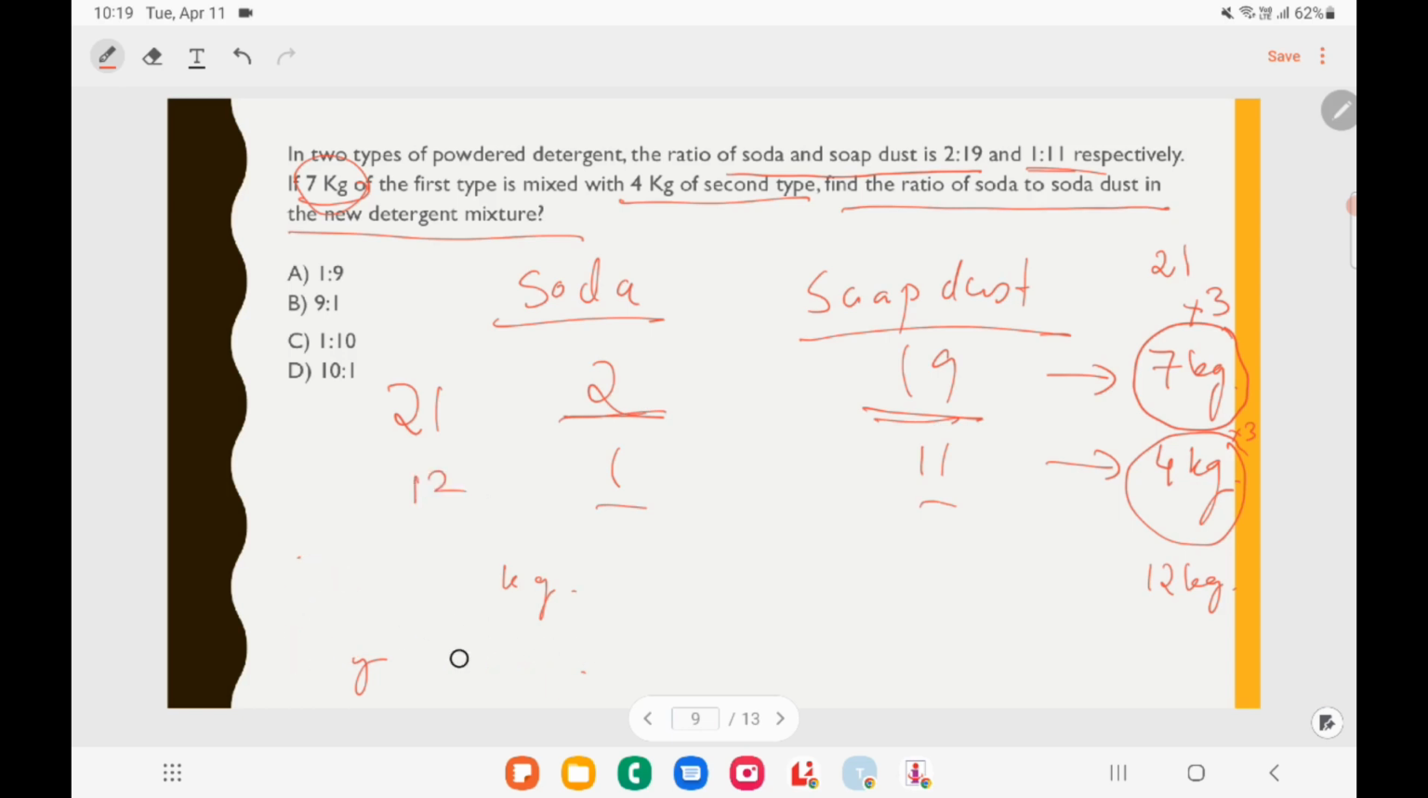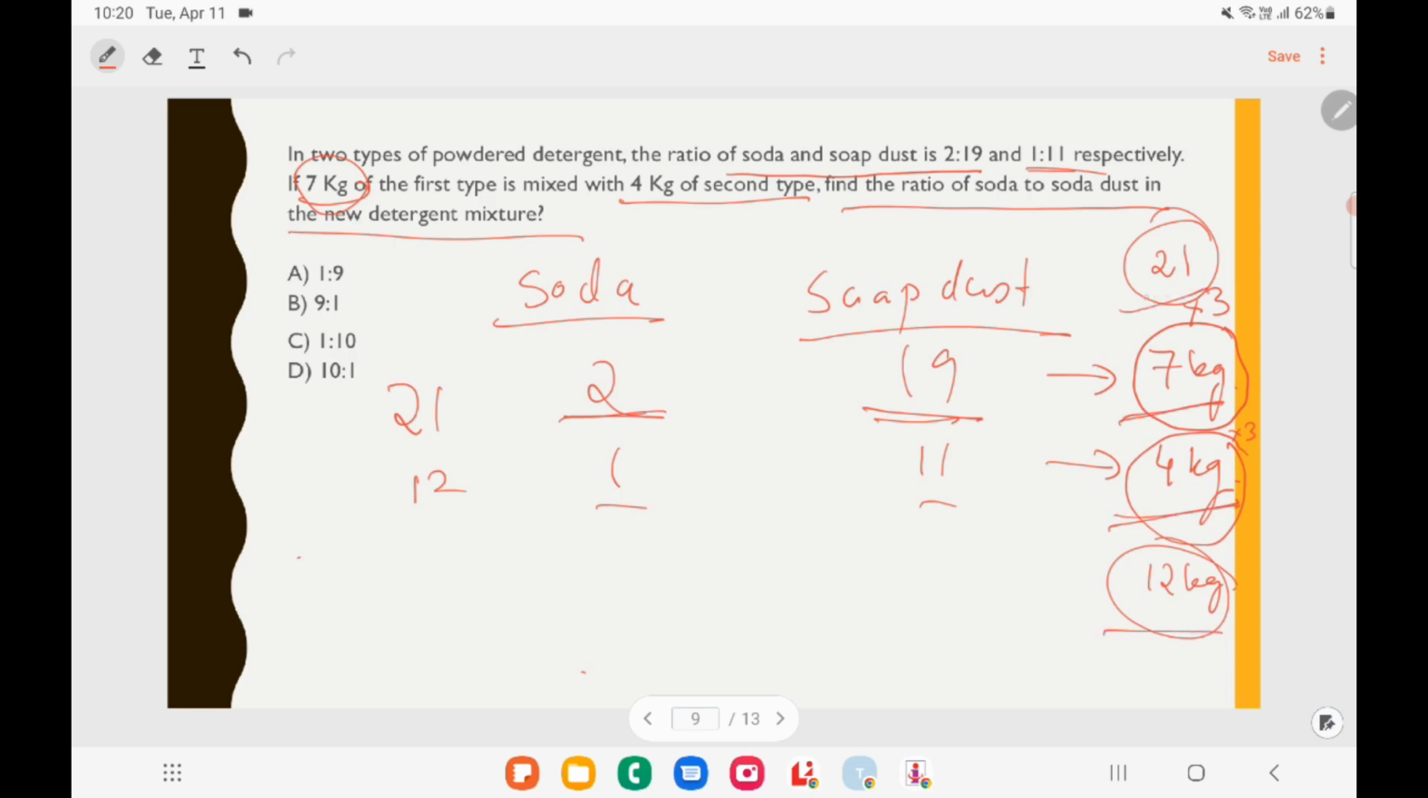Okay, so let's see how we can do it. Here, instead of 7 kilogram and 4 kilogram, I am taking 21 kilogram and 12 kilogram. The answer is going to be the same because we are multiplying with the same number. It's the same trick we used in the previous one. In order to make the calculation easier, we multiply all the quantities with the same number, right? So here 7 I am making 21 and 4 I am making 12.